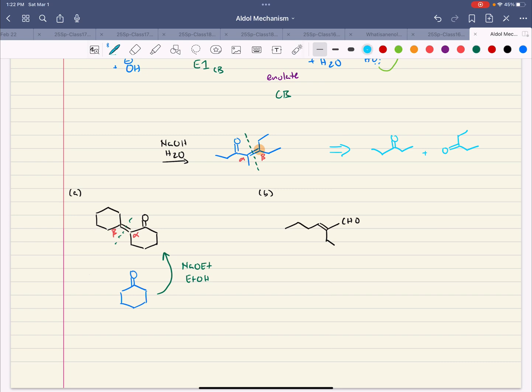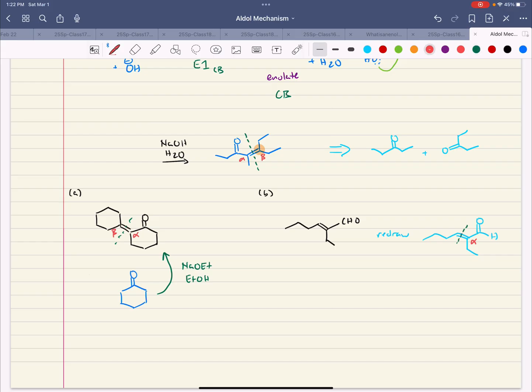For the last one, redraw. And maybe you'll notice that maybe this is also a self-aldol. It's hard to tell. But you could hopefully assume that this is your alpha, right? It's alpha to the carbonyl. And so I think one of the starting materials looks like this. And the other one was an aldehyde. Okay? Draw your green dotted line to prove it to yourself.